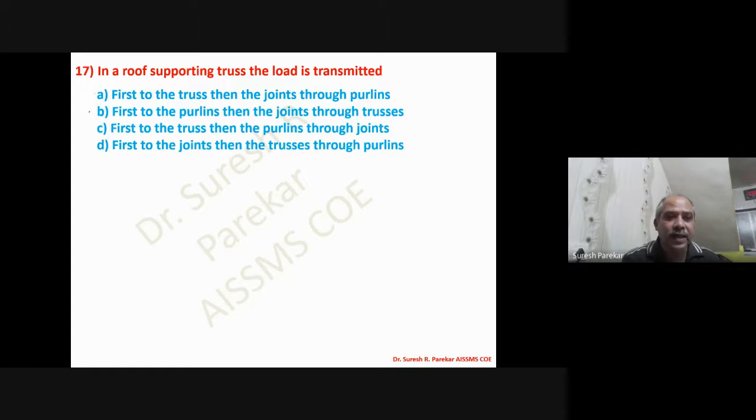The correct option is B, that is first to the purlins, then the joints, and then through the joints that is transferred to the trusses. I have mentioned A over here, but this is the wrong answer. So we have answer B. First from roofing to the purlin, from purlin to the joints, and through the joints that is transferred to the trusses.